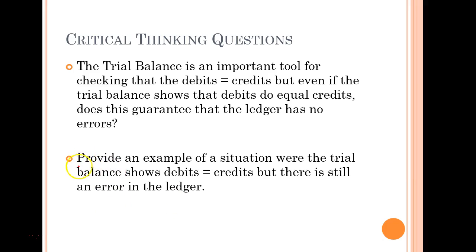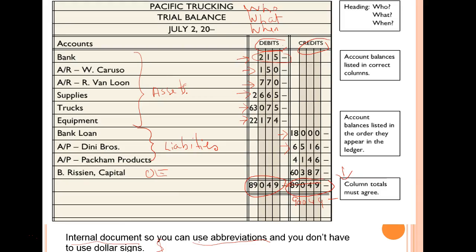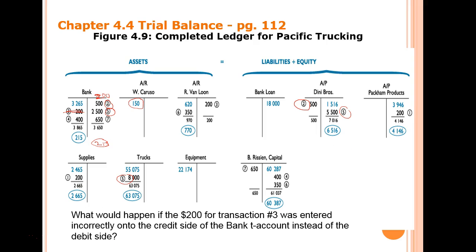So I want you to think about what situation could happen where the trial balance balances, but there's still an error. The debits still equal the credits, but there is still an error in the ledger. How could that happen? Try to think of an example. Go back to this sheet here and see if you can figure out how an error could happen where the debits still equal the credits.